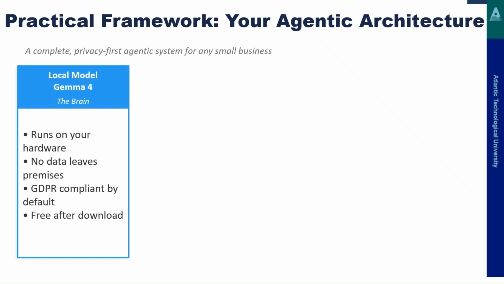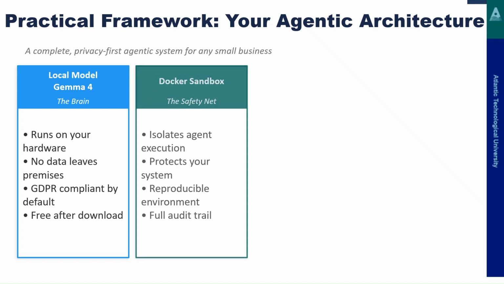First of all, we want to start with the local model. Gemma 4 is a pretty good local model. This is essentially the brain of the system. It will run on your hardware, which means that no data leaves the premises. So therefore you're GDPR compliant by default, and it's completely free after you download it. Like I say, the only thing that you're going to be using is the computer that the model is running on, the electricity essentially.